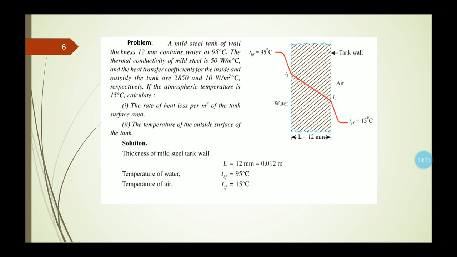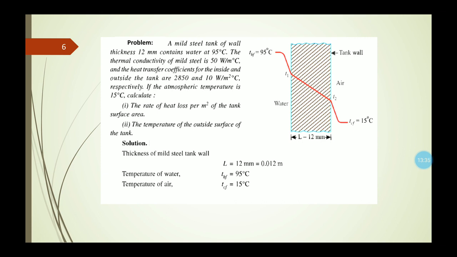The thermal conductivity of mild steel is given as 50 watt per meter degree centigrade, and the heat transfer coefficients for the inside and outside the tank are 2850 and 10 watt per meter square degree centigrade respectively.